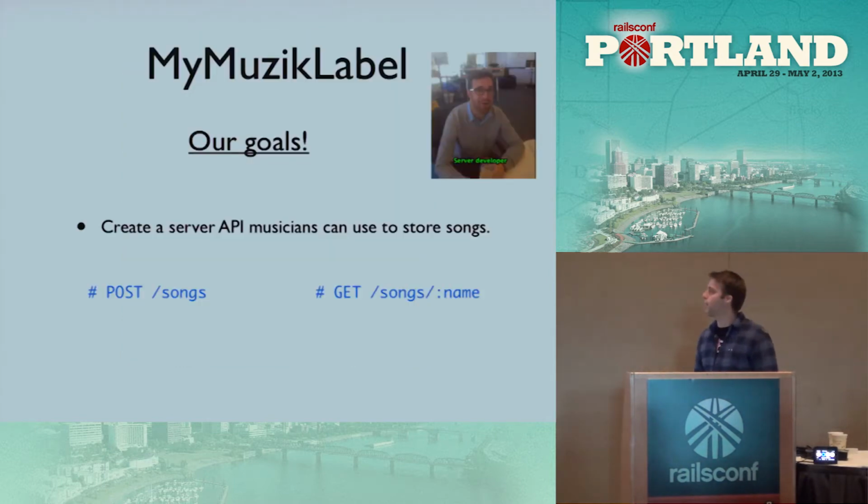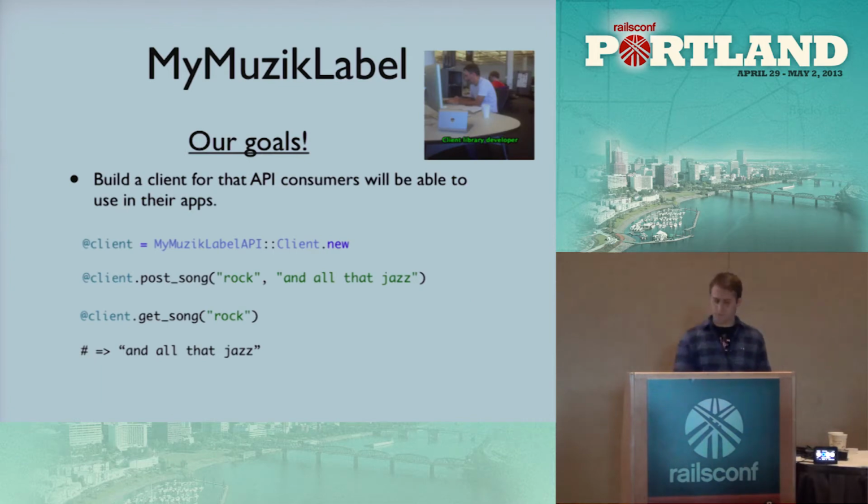And we're going to have an API that exposes a pretty simple interface. Our domain model is going to be a title, which has a name and words. We're going to make sure that the title name is unique, right? We're going to expose a post, where we post a song with a title and words, and then we get that title and get the words back, right? And we're going to build a client for that API that consumers will be able to use.